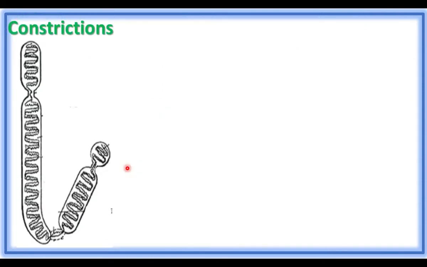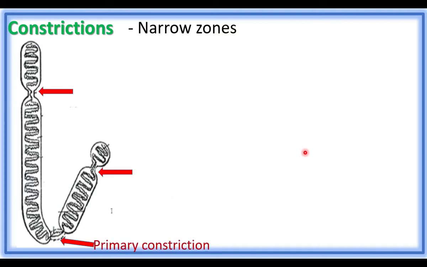Chromosome has narrow zones called constrictions. Constrictions are narrow zones of chromosomes. In this diagram we can find narrow zones. Here there is a constriction, this is another constriction, and this is also a constriction. One of the constrictions is called the primary constriction. The chromosome has two arms.